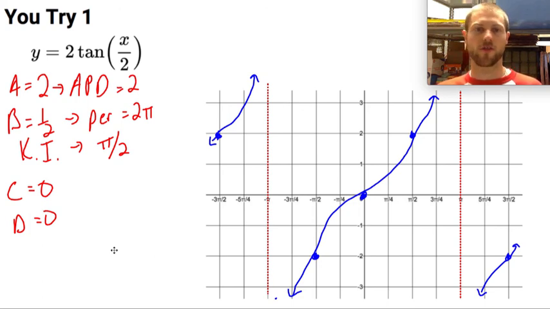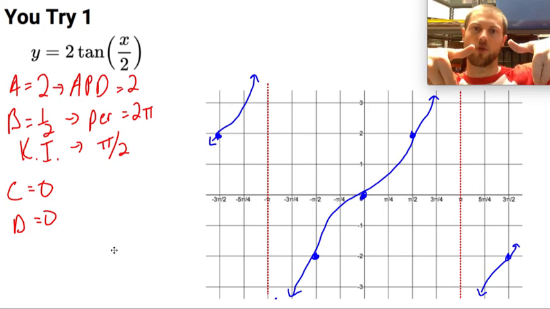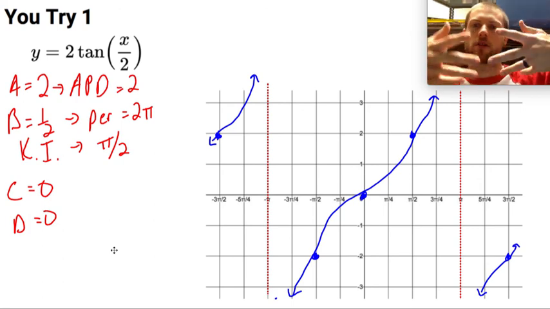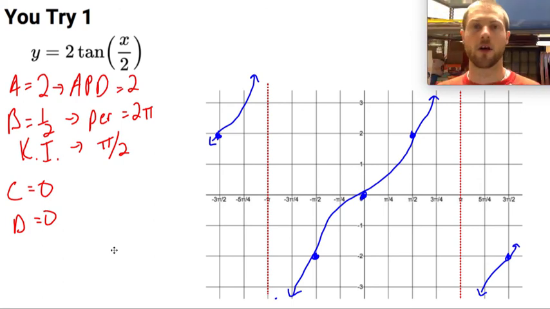One thing to note is if I had a negative a value, just like before, I would be reflecting this, and it would be the exact same picture, but flipped upside down. So hopefully this went all right.